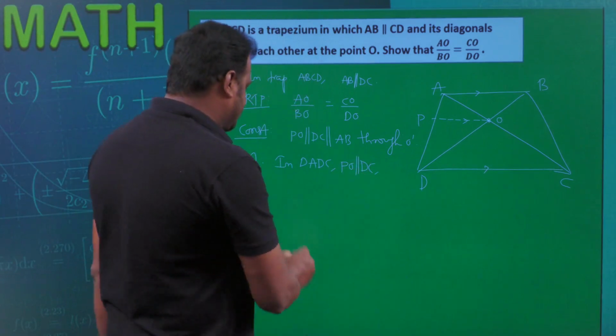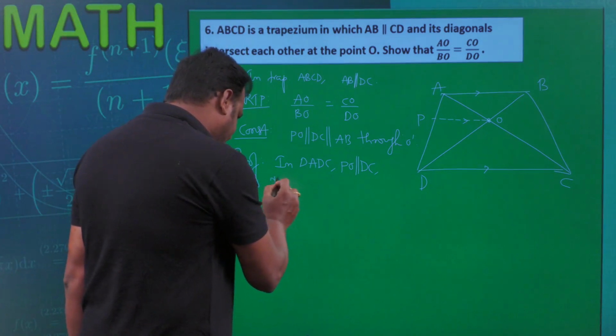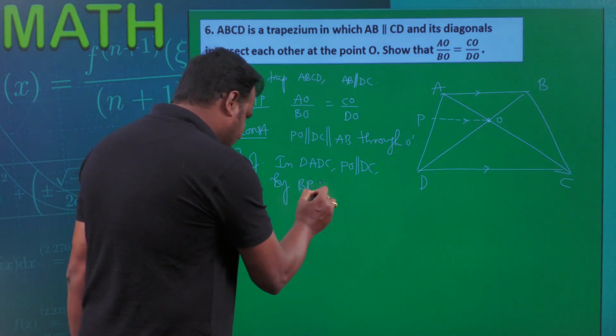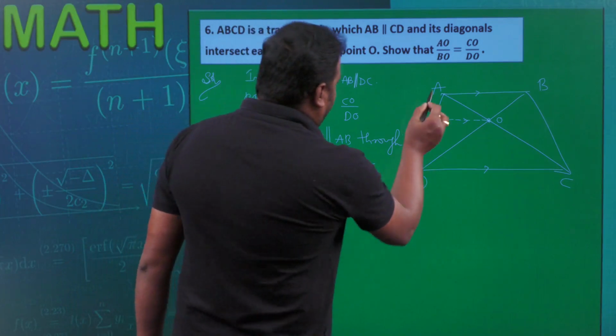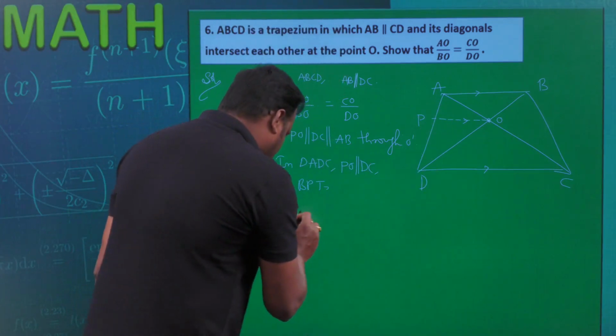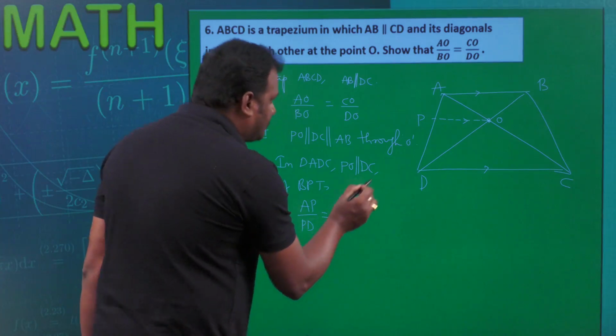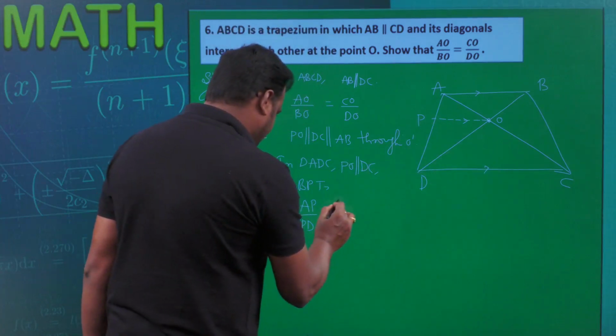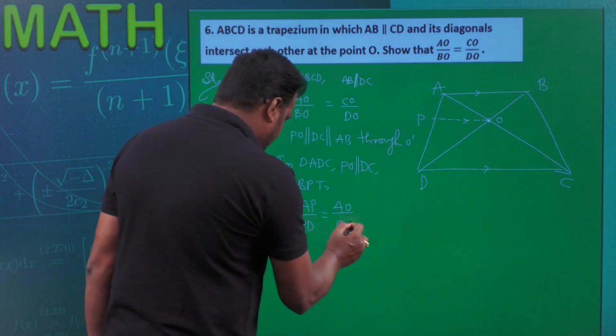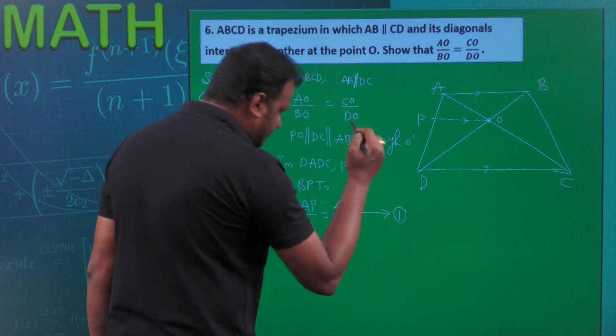Therefore, by basic proportionality theorem, AP by PD is equal to AO by OC. Let it be first one.